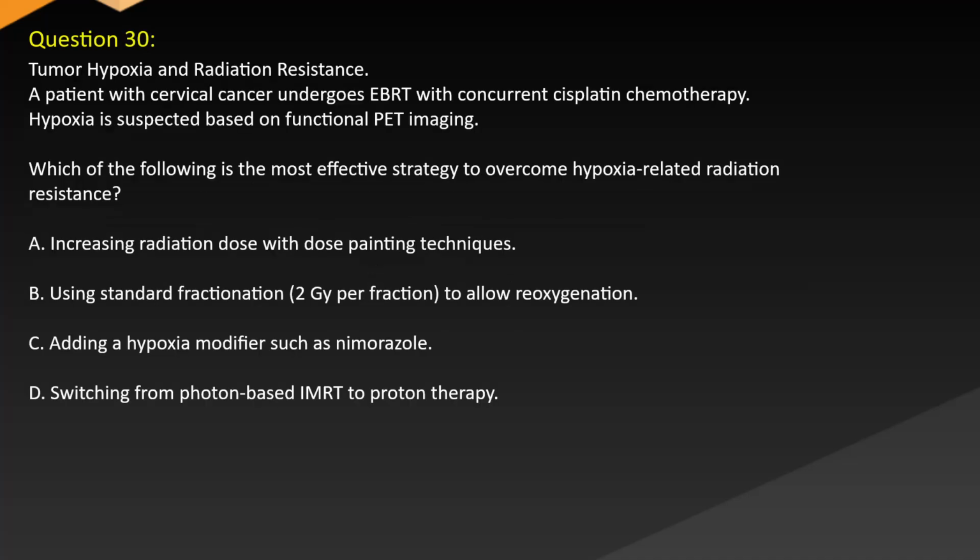Question 30. Tumor hypoxia and radiation resistance. A patient with cervical cancer undergoes EBRT with concurrent cisplatin chemotherapy. Hypoxia is suspected based on functional PET imaging. Which of the following is the most effective strategy to overcome hypoxia-related radiation resistance? A. Increasing radiation dose with dose painting techniques. B. Using standard fractionation, 2 Gy per fraction, to allow reoxygenation. C. Adding a hypoxia modifier such as nimorazole. D. Switching from photon-based IMRT to proton therapy.